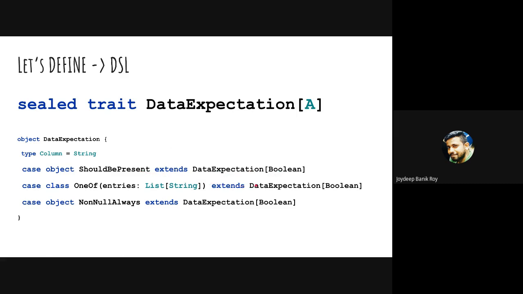Whether it is present or not, that's the Boolean. So this is an expectation at a high level. This is a data expectation, and it will return you a true or a false, whether the expectation passed or failed. This is an expectation.